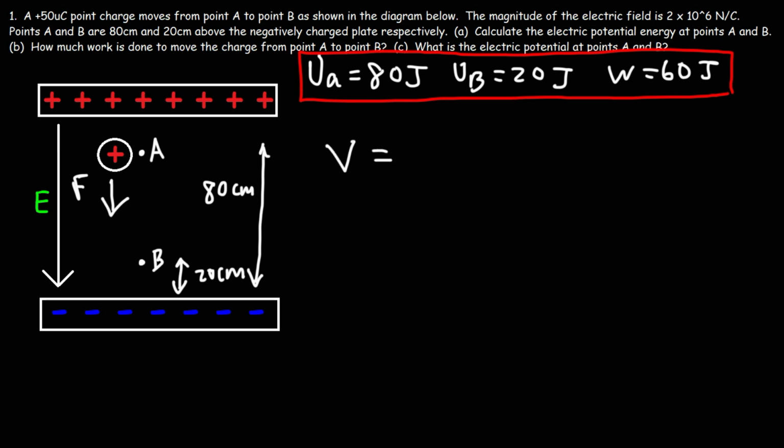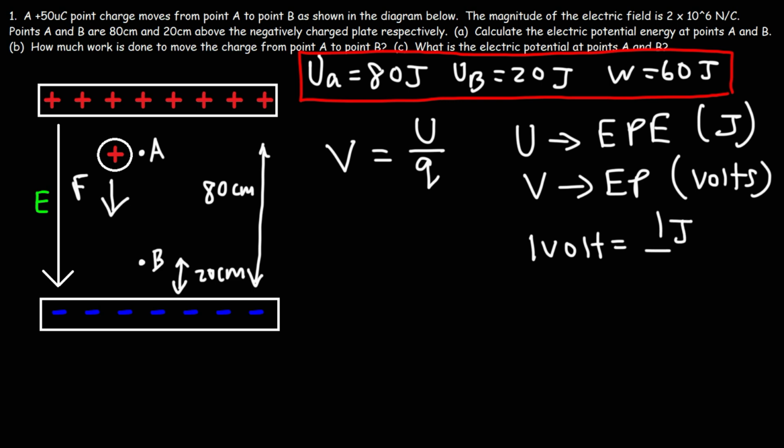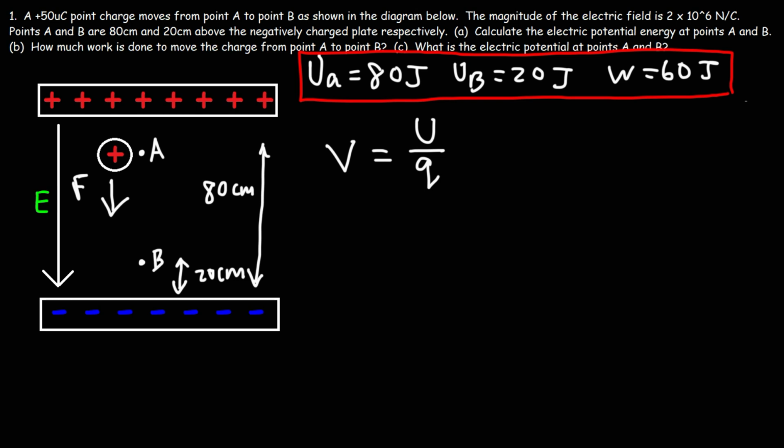The electric potential is equal to the electric potential energy divided by charge. So make sure you understand that. The electric potential energy, I'm going to write EPE, that's capital U. V represents the electric potential. The electric potential energy is measured in units of joules. Electric potential is measured in volts. 1 volt is 1 joule of electric potential energy per 1 coulomb of charge. So electric potential measured in volts is the ratio of electric potential energy in joules per unit charge in coulombs.